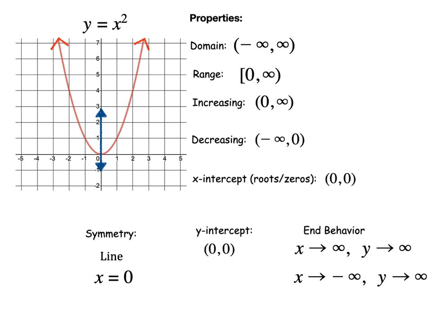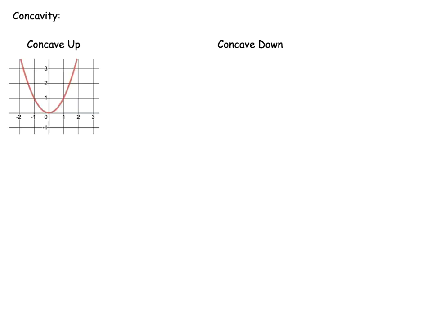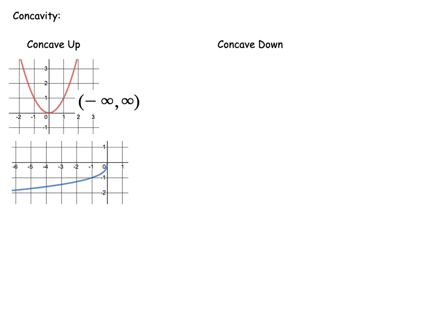Okay, there's a couple more properties. For now, all I really want to talk about is concavity. There's concave up and concave down, and those are the two I want to discuss right now. Here's an example of concave up, and the entire graph is concave up. So we're going to have to say it's concave up from negative infinity to infinity. Here's another graph. This one is concave up from negative infinity to 0.